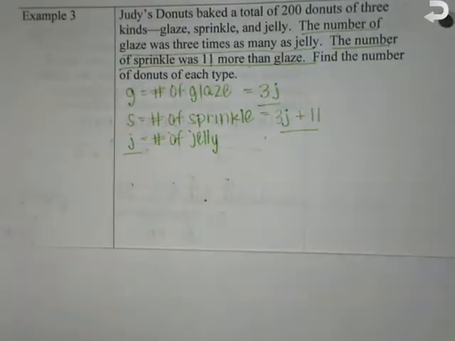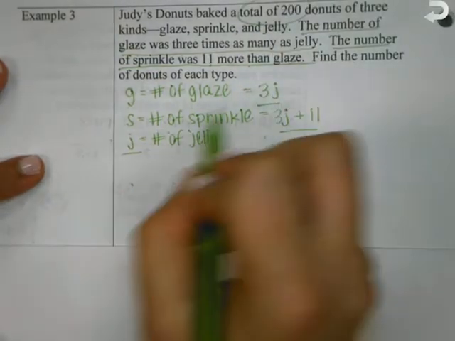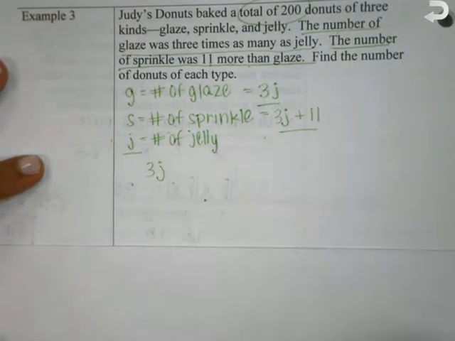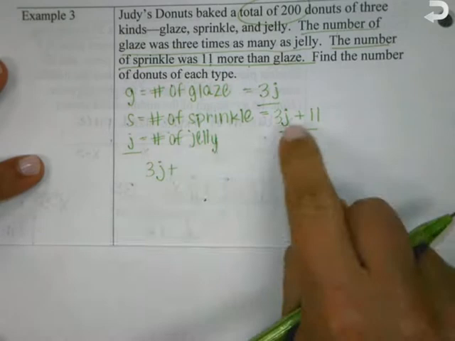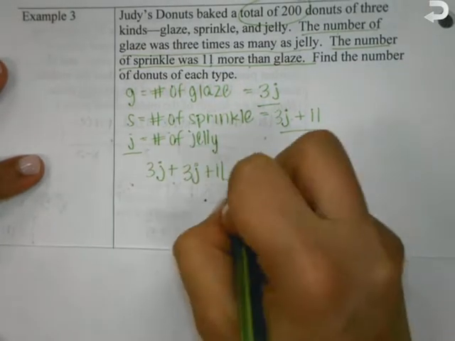How many total donuts did I make? 200. So we're going to take 3J plus 3J plus 11 plus how many jelly donuts? Just J. Okay, a lot of times I see students do the 3J plus 3J plus 11 and they totally forget about the jelly donuts.